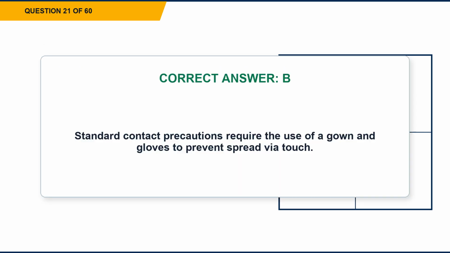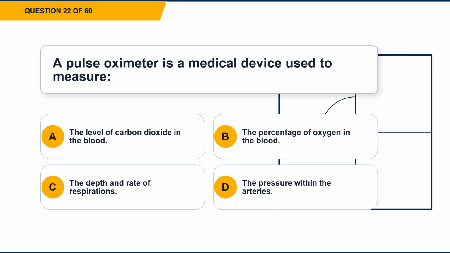Explanation. Standard contact precautions require the use of a gown and gloves to prevent spread via touch. Question 22. A pulse oximeter is a medical device used to measure. Option A, the level of carbon dioxide in the blood. Option B, the percentage of oxygen in the blood.